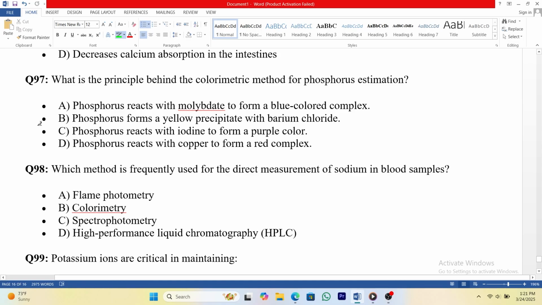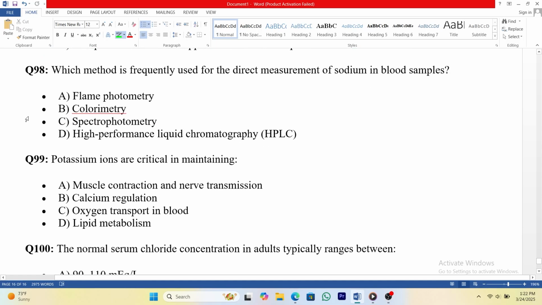97. What is the principle behind the colorimetric method for phosphorus estimation? A. Phosphorus reacts with molybdate to form a blue-colored complex. B. Phosphorus forms a yellow precipitate with barium chloride. C. Phosphorus reacts with iodine to form a purple color. D. Phosphorus reacts with copper to form a red complex. Answer, A. 98. Which method is frequently used for the direct measurement of sodium in blood samples? A. Flame photometry. B. Colorimetry. C. Spectrophotometry. D. High-performance liquid chromatography, HPLC.